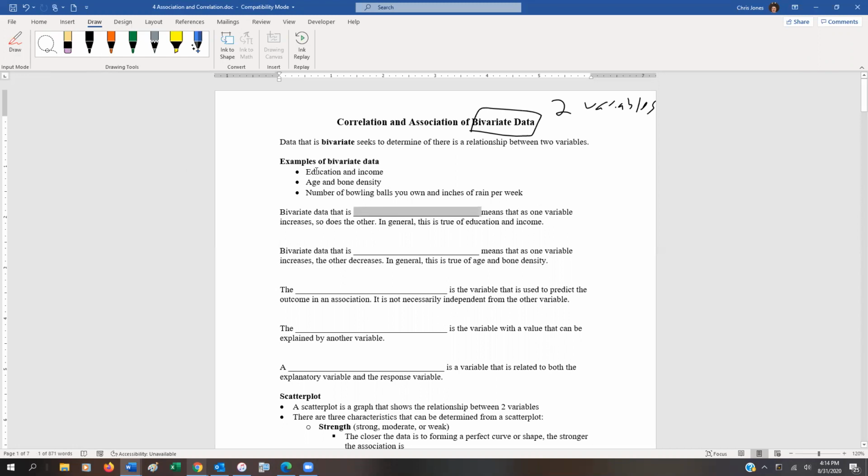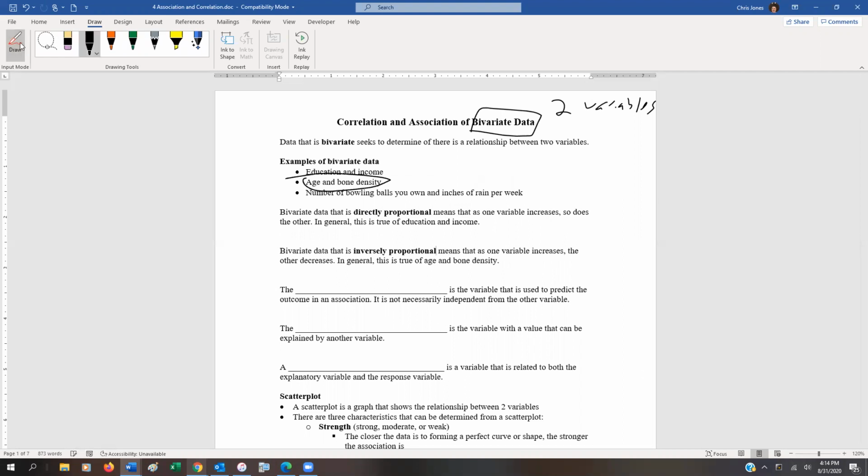With the idea of education and income, any data that is directly associated, or you could say directly proportional, means that in general, as one of the variables increases, so does the other. And then we have the idea that as one variable increases, the other one decreases. That's going to be called inversely proportional. And remember, we talked about the idea of age and bone density. As your age increases, your bone density starts to decrease. Age and income would be related to directly proportional.